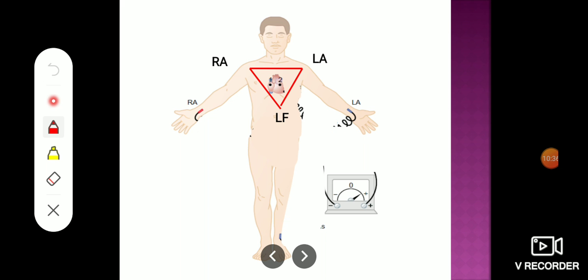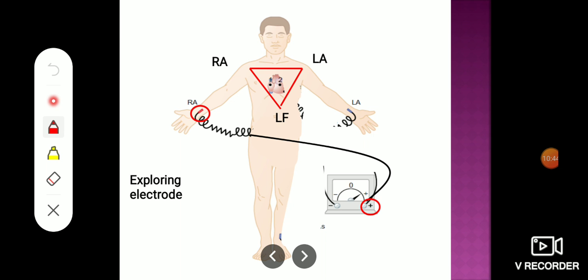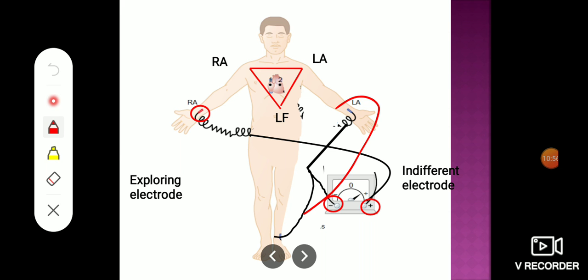So basically it is drawing just a triangle across the heart. This one, the right arm, is the active electrode, this is the exploring electrode, and the left arm and left foot, these two will be the indifferent electrodes. So this is the active electrode; from here we are picking up the potentials. So it is called AVR. A stands for augmented, limb lead, R means the right side.